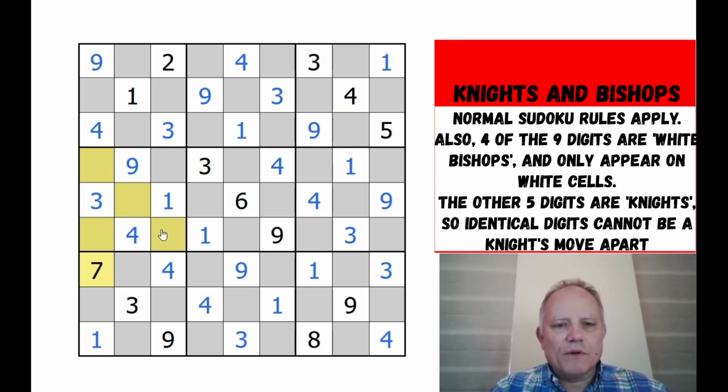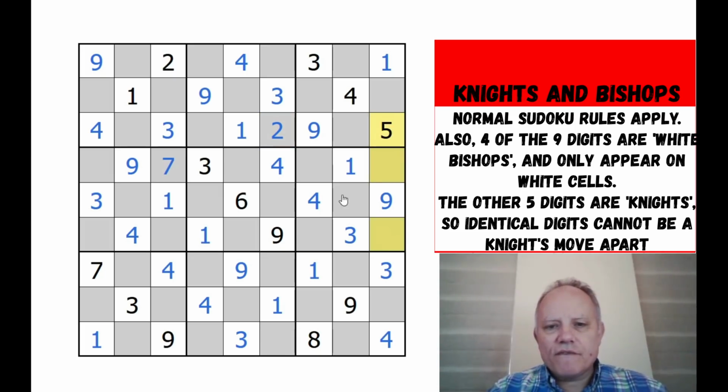Those two are knight's moves away, so we can put a 7 in here. The same's happening with this 2. There, there, and there are covered. So we can put a 2 in there. Oh, this is symmetrical all around the grid. I did not see this symmetry coming.